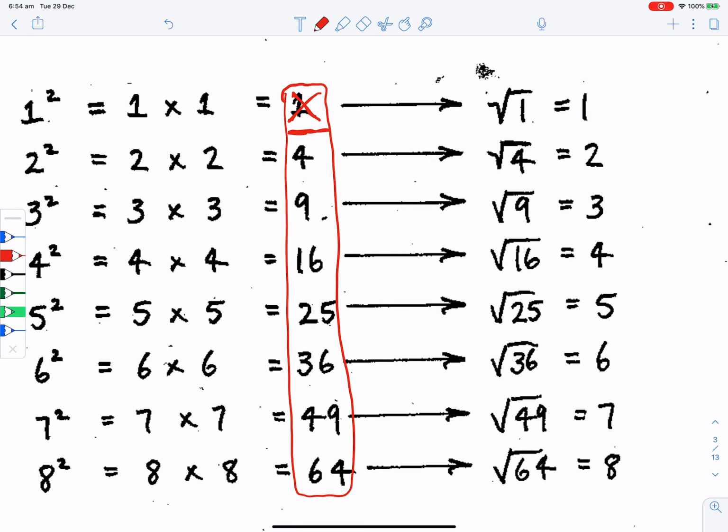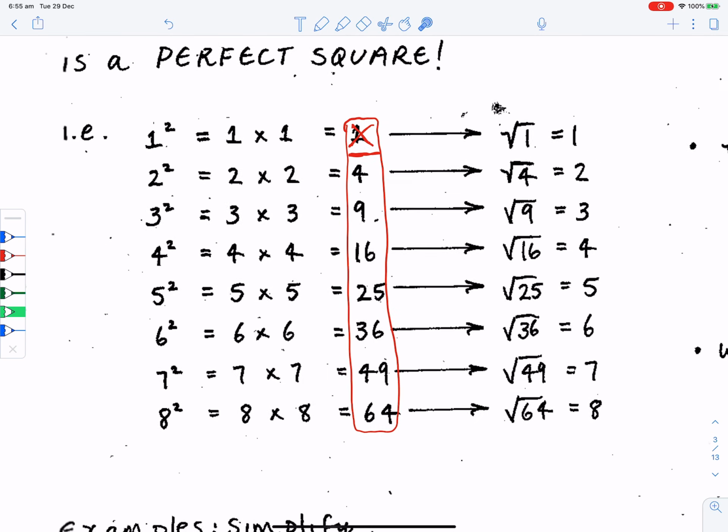Well, it's because I know that if I square root a squared number, if I square root 4, I just get 2. You see what's happened? The square root disappeared. Square root 4 is 2. Square root 9 is 3. Square root 16 is 4. Square root 25 is 5. Square root 36 is 6. Square root 49 is 7. And square root 64 is 8. Okay? And so on and so on.